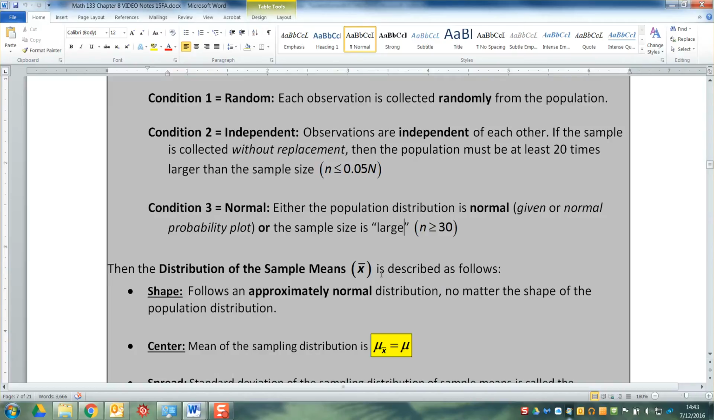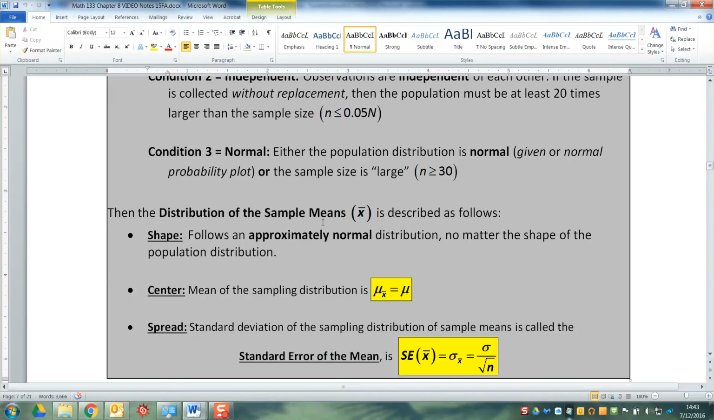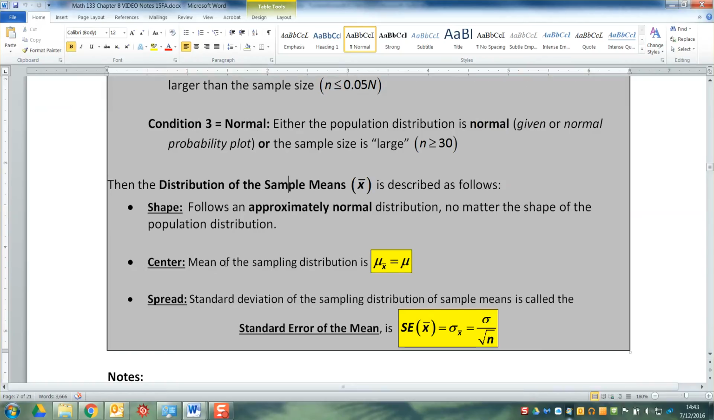Now, if you have those three conditions met, then the following is true. One, the shape of your distribution of sample means. Now, this is not your population. This is your sample means. How do your X bars vary? They will create their own normal distribution, no matter what the shape was of the population distribution, as long as you have either a large sample or the population was normal to begin with. You also have a center that is equal to the population mean, which is mu.